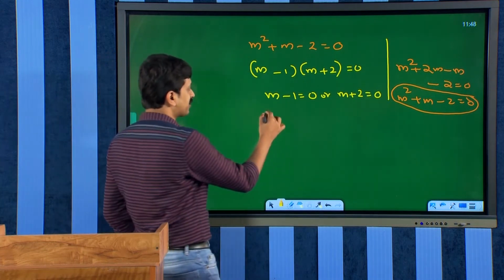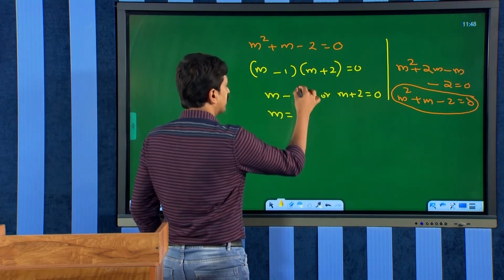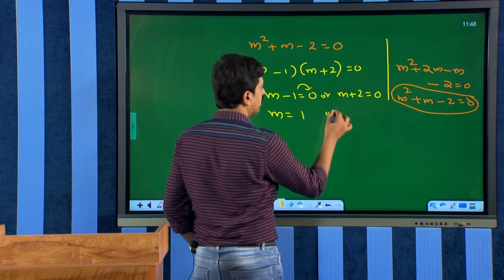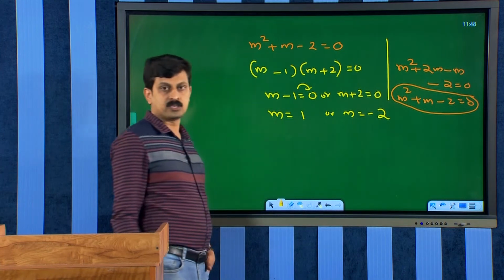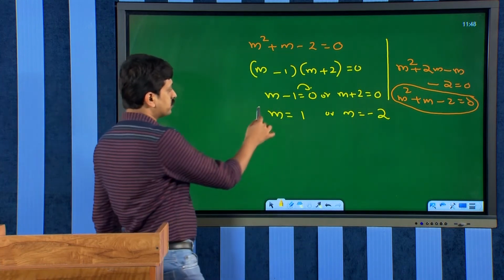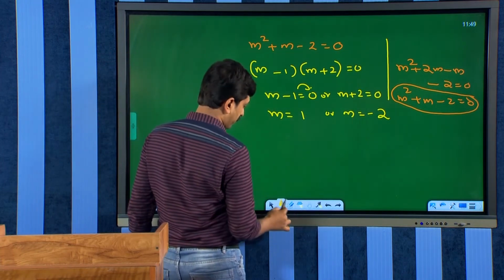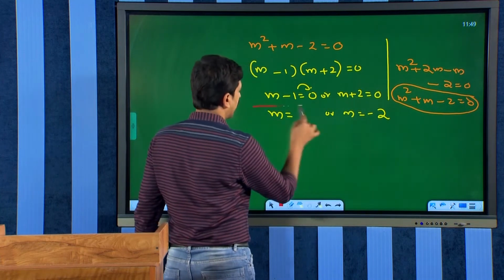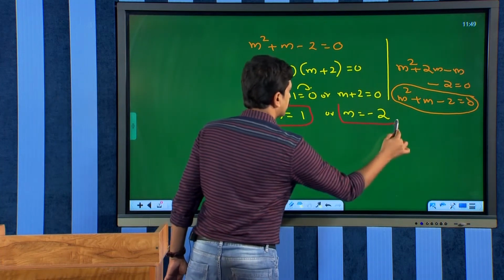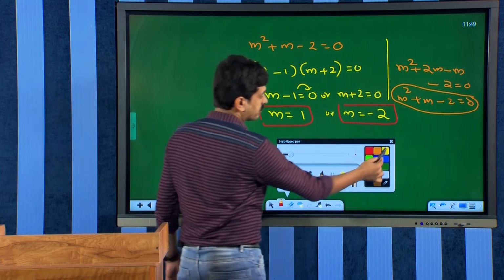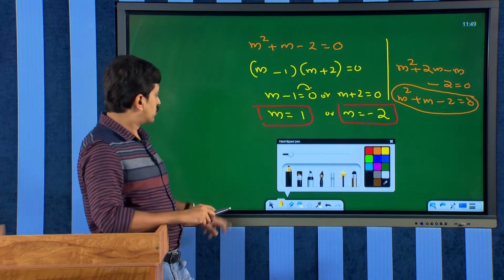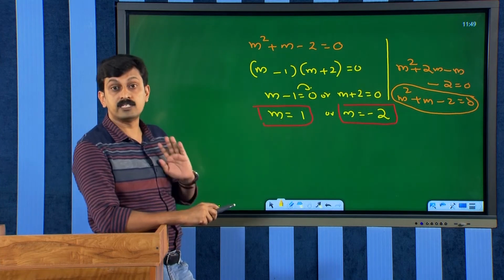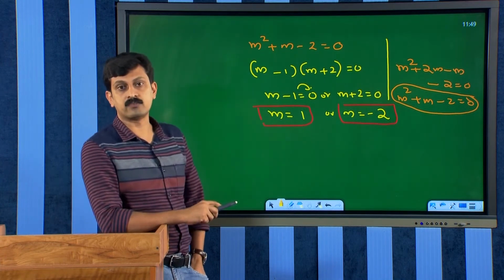That is m is equal to 1, or m is equal to minus 2. We found the values of m. They are real and distinct values. So, according to this, the real and distinct values for m, therefore, we have the format of general solution.